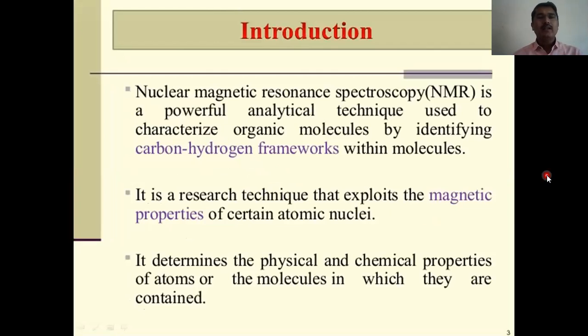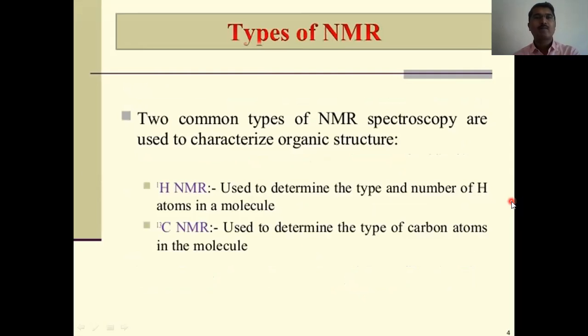Introduction. The nuclear magnetic resonance spectroscopy, NMR, is a powerful analytical technique used to characterize organic molecules by identifying the carbon-hydrogen framework within molecules. It is a research technique that explores the magnetic properties of certain atomic nuclei. It determines the physical and chemical properties of the atom or the molecule in which they are contained.